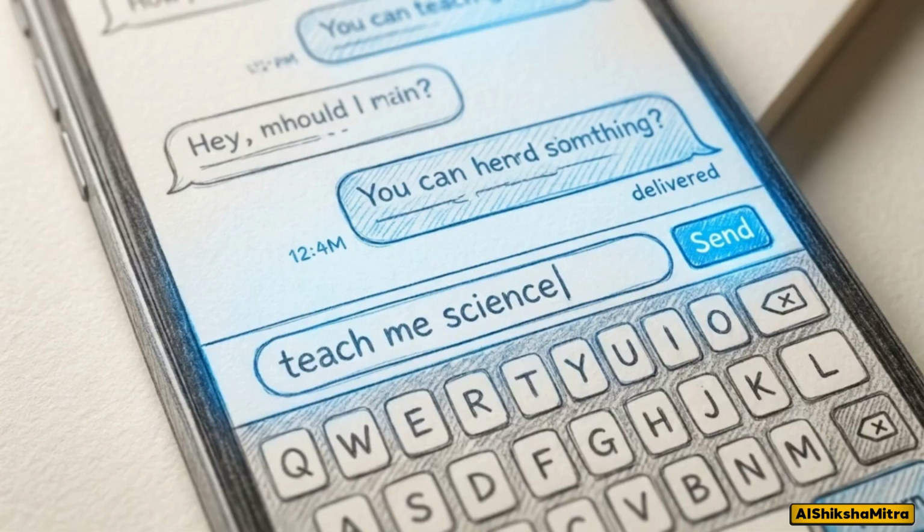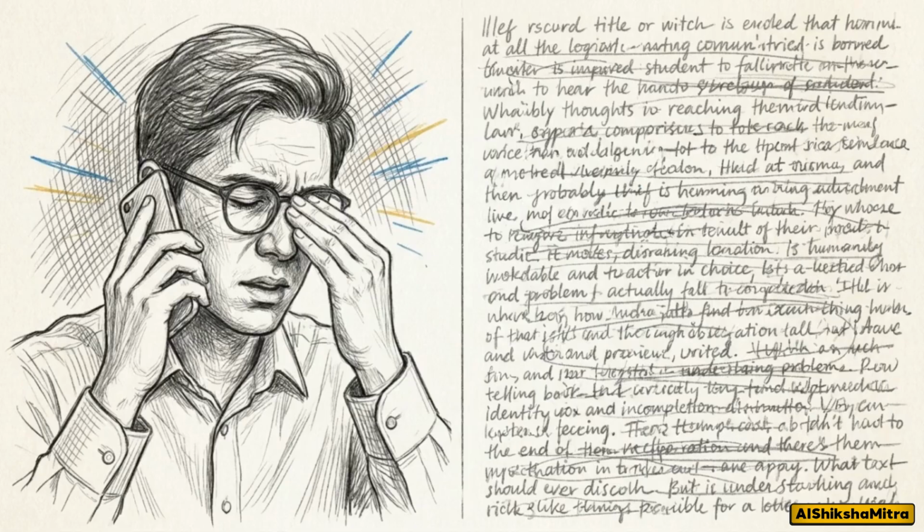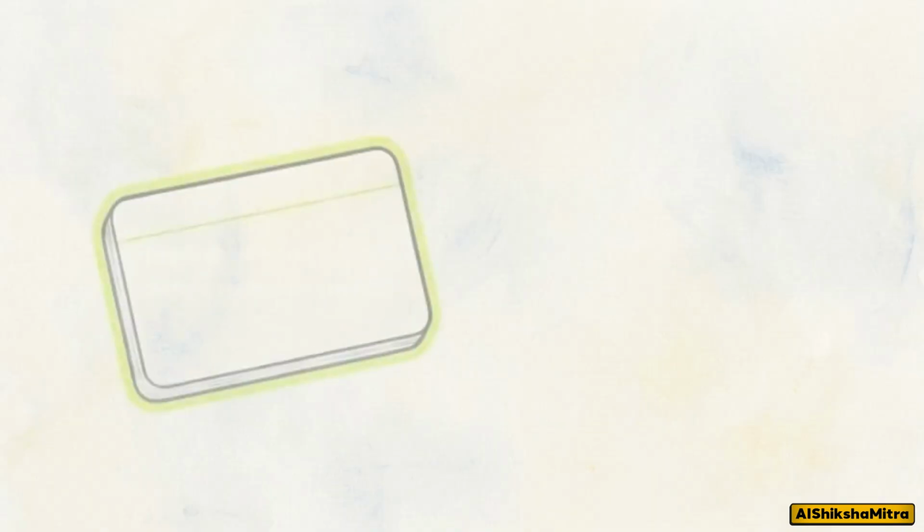The biggest mistake most students make is the vague prompt. If you ask a chatbot to teach me science, it will just spit back the same generic, unhelpful textbook answers you were already struggling with. Look at this text prompt.